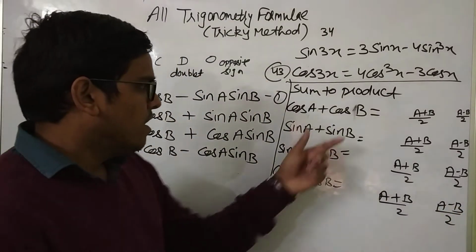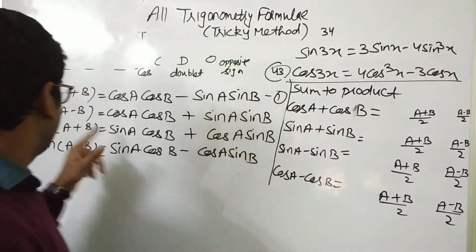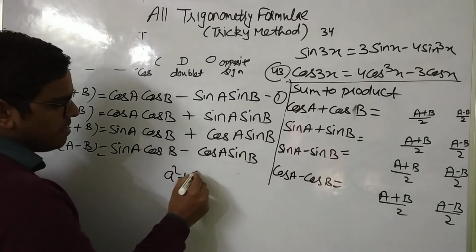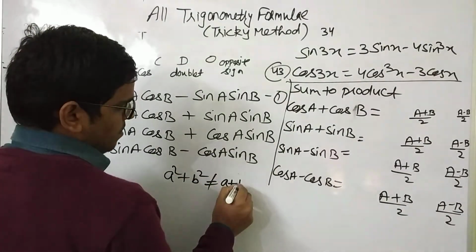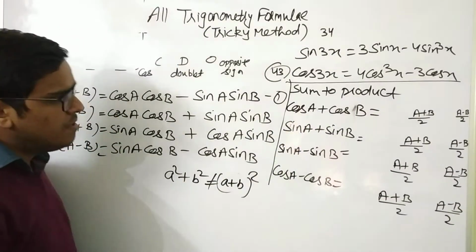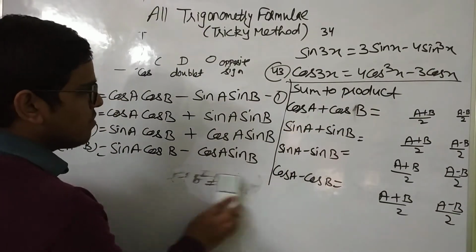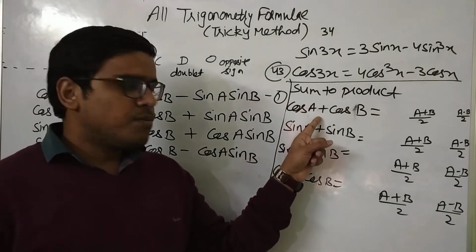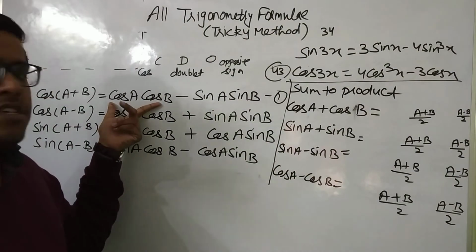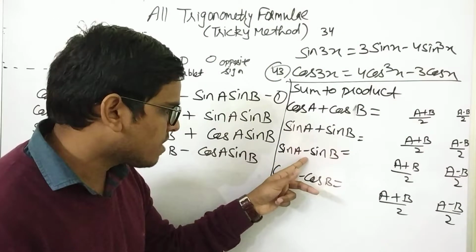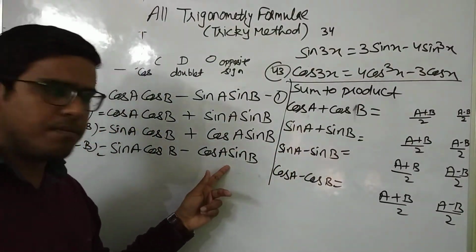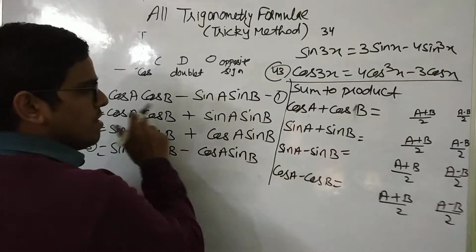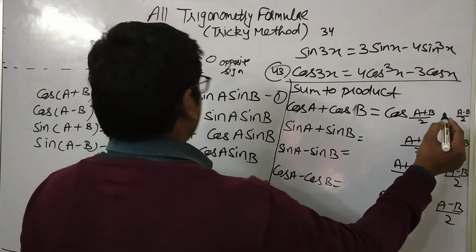Now what to do? Let's compare this cos A plus cos B with this one, cos of A plus B. Obviously you know that A square plus B is not equal to A plus B whole square, but it can be compared because in both you can see cos A plus cos B and cos A plus B. When there is a positive sign, you have to pick the first pair. When there is a negative sign, you have to pick the second pair. I will compare this by equation 1. The first pair is cos and cos.